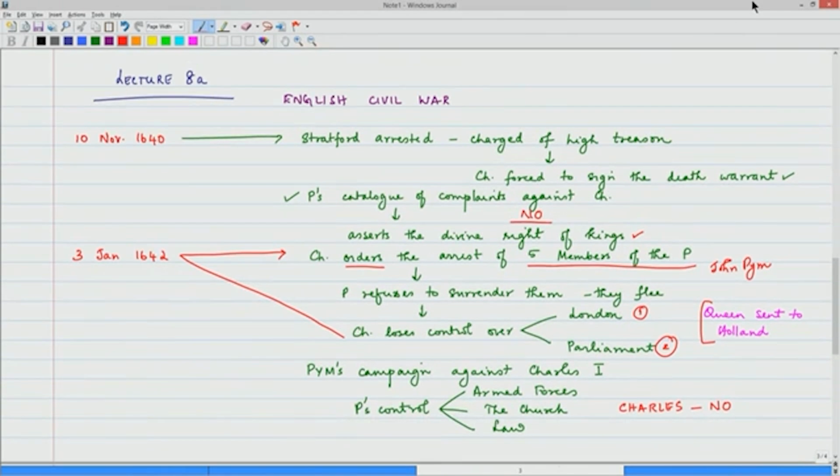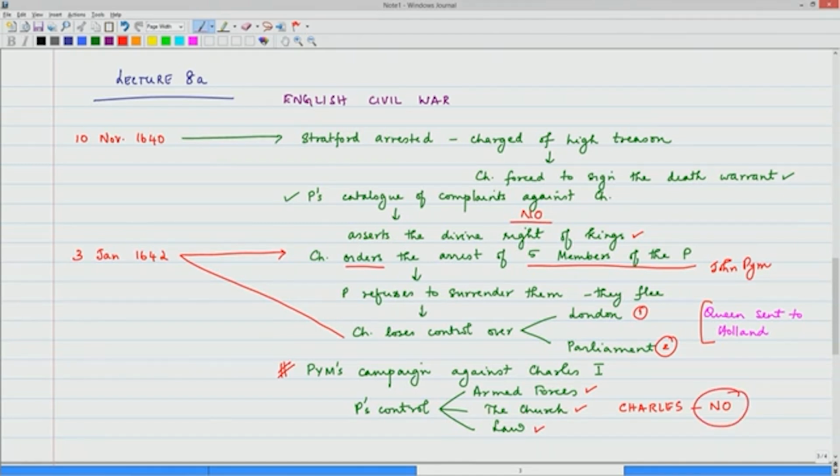And during this time, we find John Pym launching a campaign against Charles I. He had three things in mind when he launched this campaign. As a representative of the parliament, he asked for control over three things: the armed forces, the church and the law. And Charles' obvious response was no to the parliament.